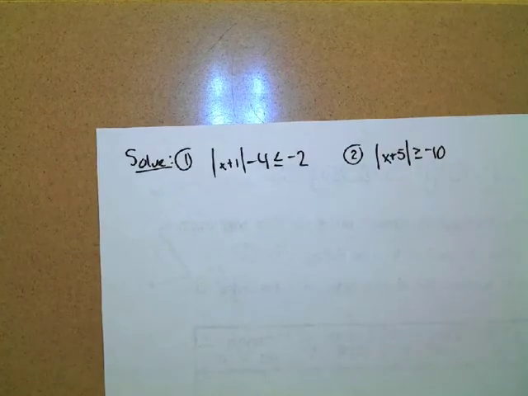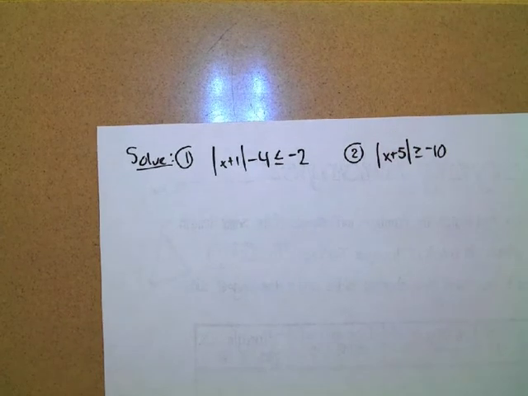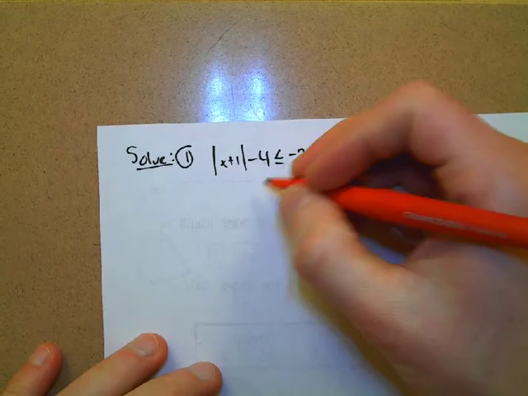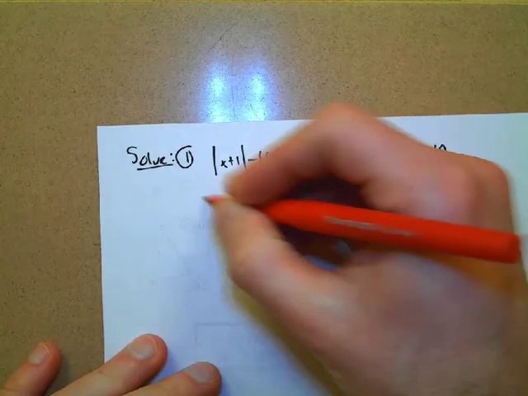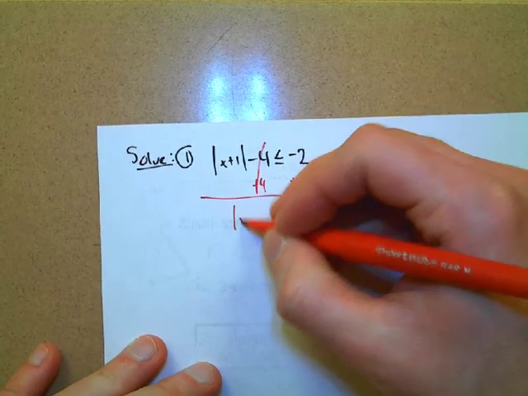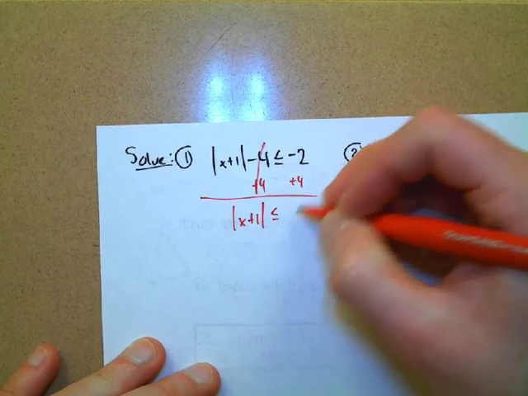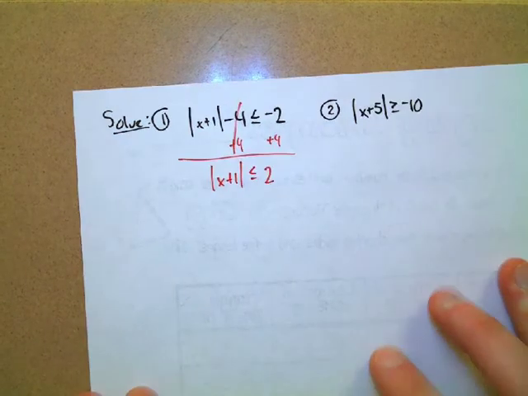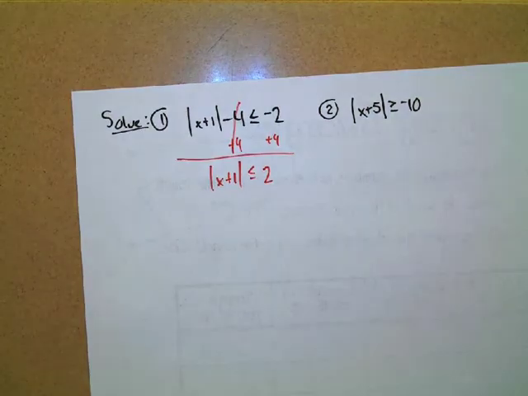All right, let's go for it anyway and see what happens, if you're willing to do that. So, was I just an apple? You were! So that was correct. All right, so that's canceling out. We're left with the absolute value of x plus 1 less than or equal to 2.